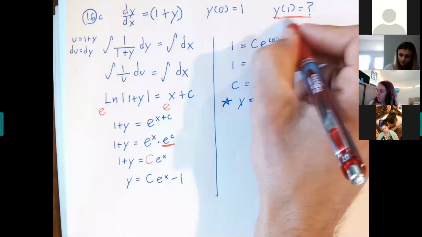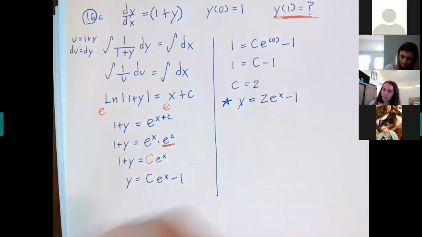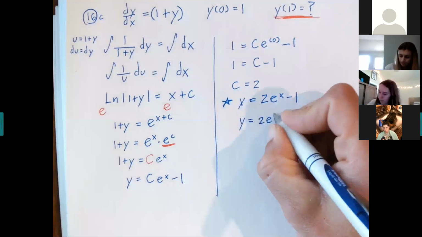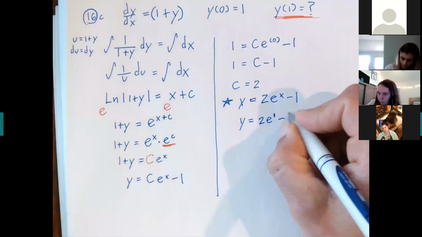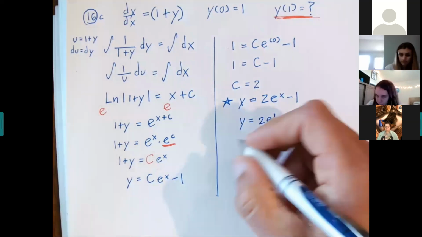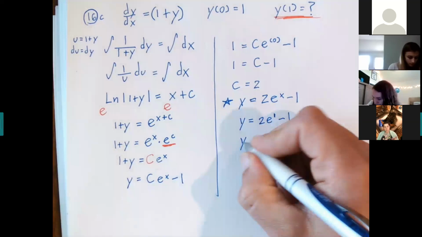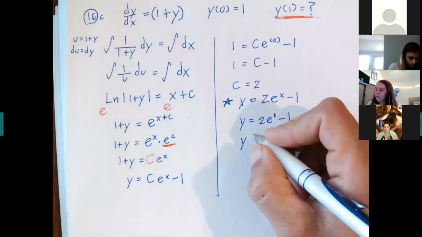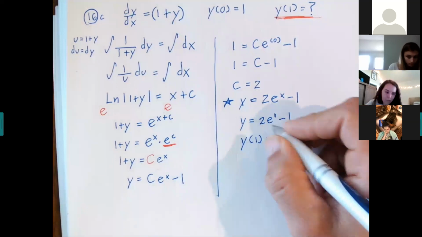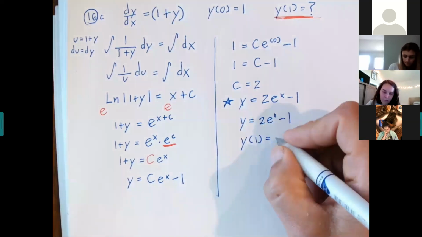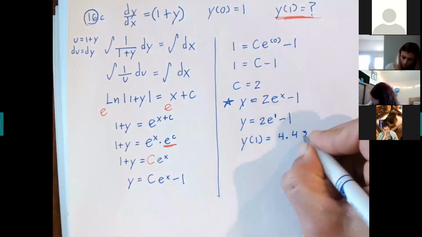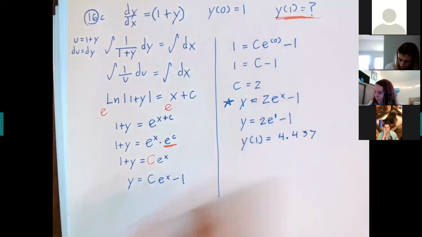So now I'm going to plug in a 1 for x. That's where that 1 goes. And that's what that is. Now, if I plug that in my calculator, y of 1 is equal to 4.437.